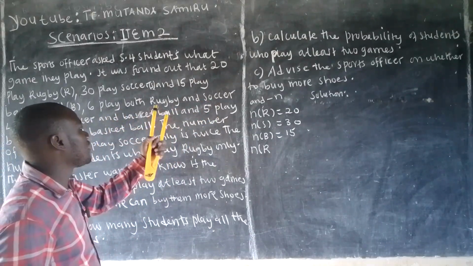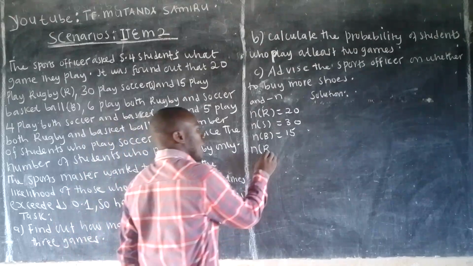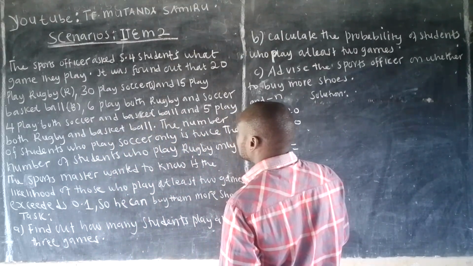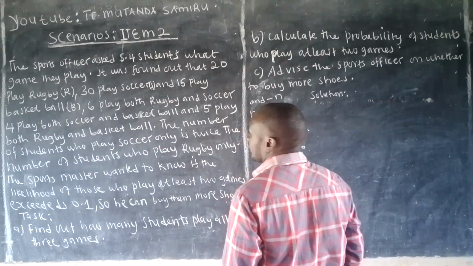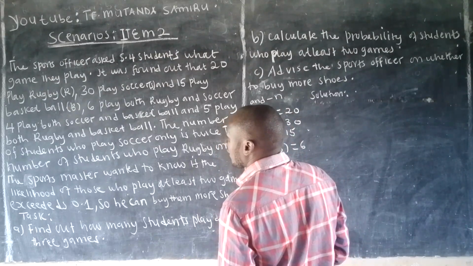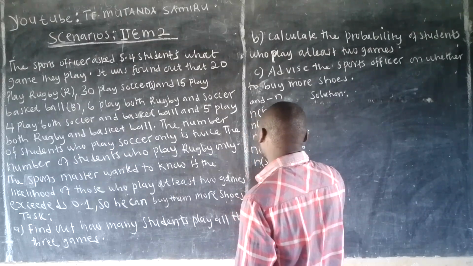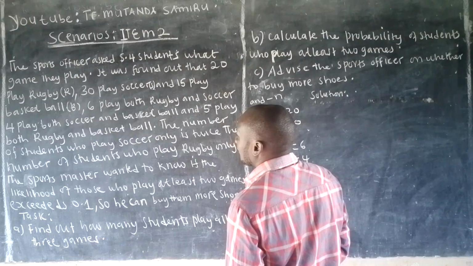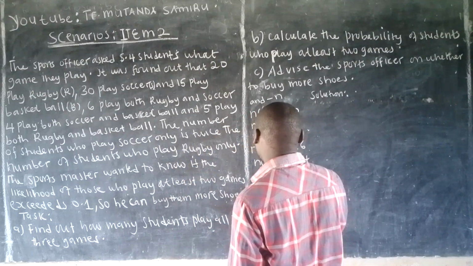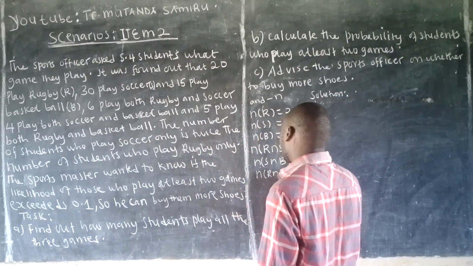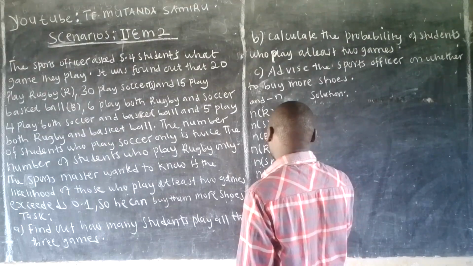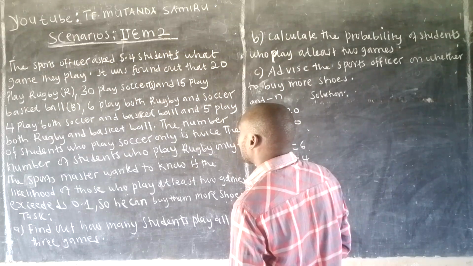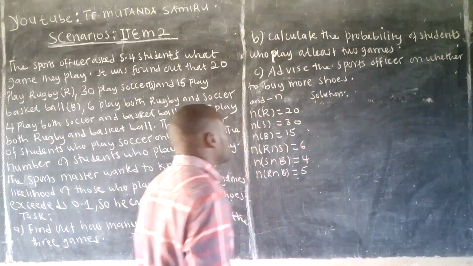So here they're saying 6 play rugby and soccer. That means R intersection S, so R intersection S is equal to 6. Great. Now 4 play both soccer and basketball, so number in S intersection B is 4. And 5 play rugby and basketball, so number in R intersection B is 5. Proceeding.